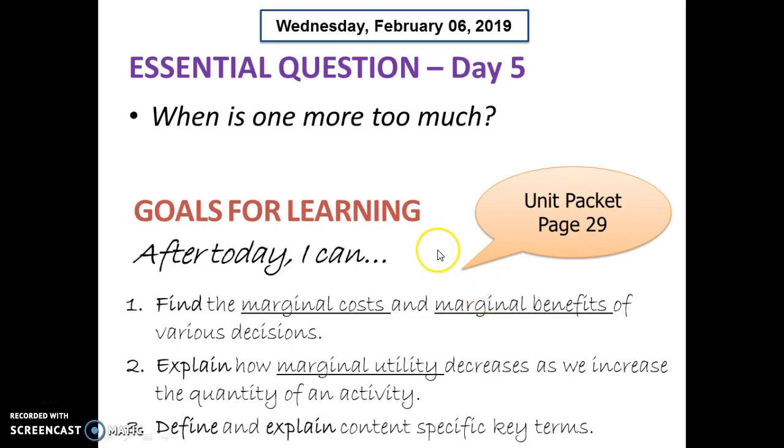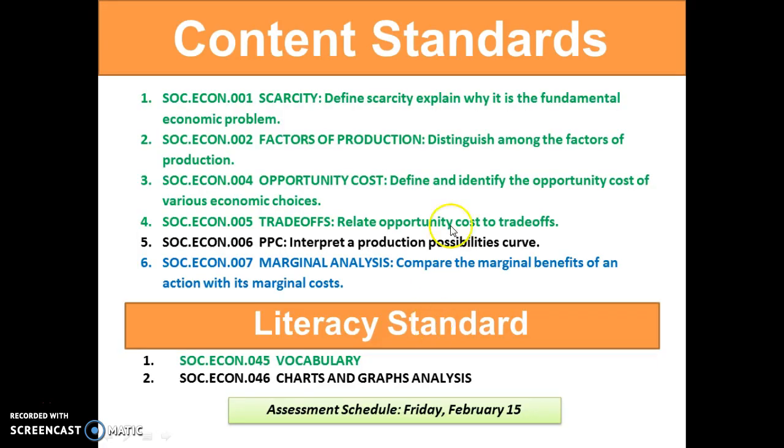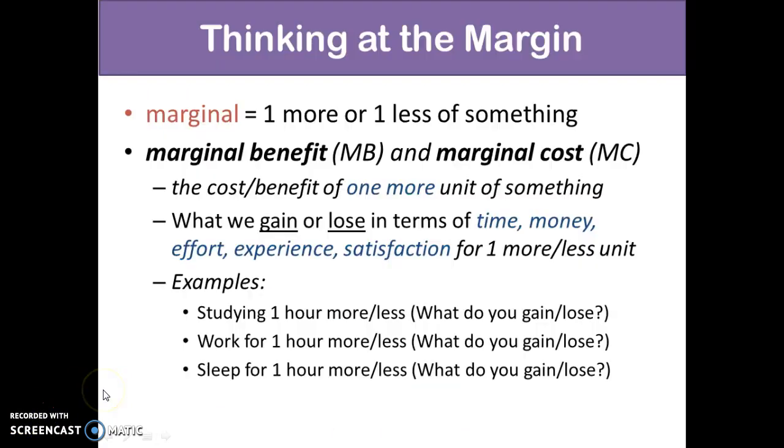We're looking at marginal analysis. When is one more too much? We want to find marginal costs and marginal benefits of our decisions, and then work with marginal utility. The standards we've been working with you can see here, and our assessment on these standards will be next Friday, February 15th. So when we're thinking at the margin, we're thinking about one more or one less of something.